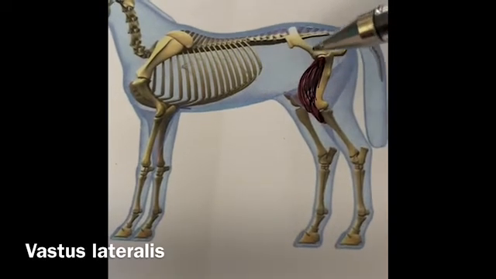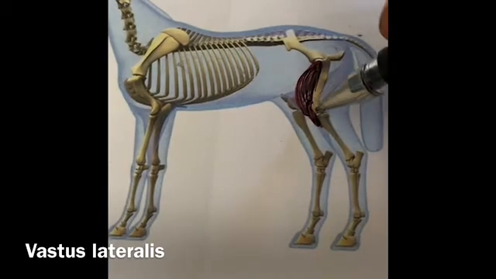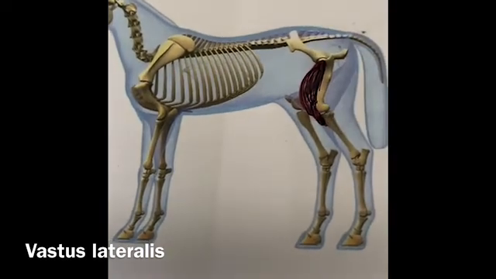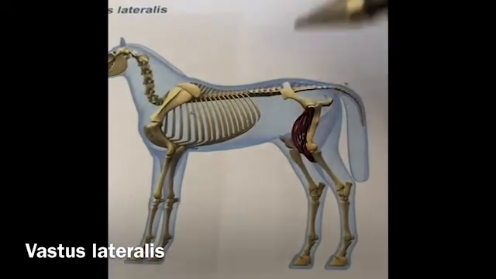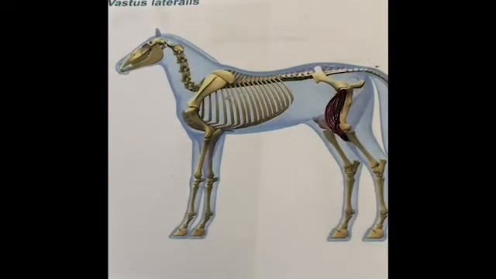So these muscles, like the rectus femoris and the vastus lateralis, all contribute greatly to the function of the stifle itself, with their attachments to the patellar ligament and their functions in movement of the stifle. And that is the vastus lateralis muscle.